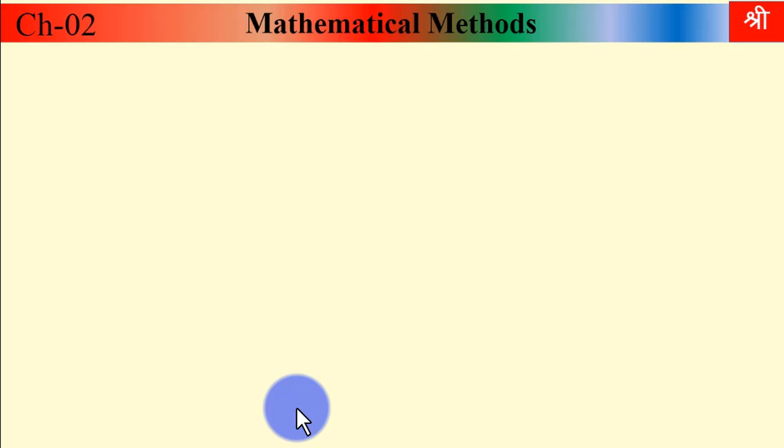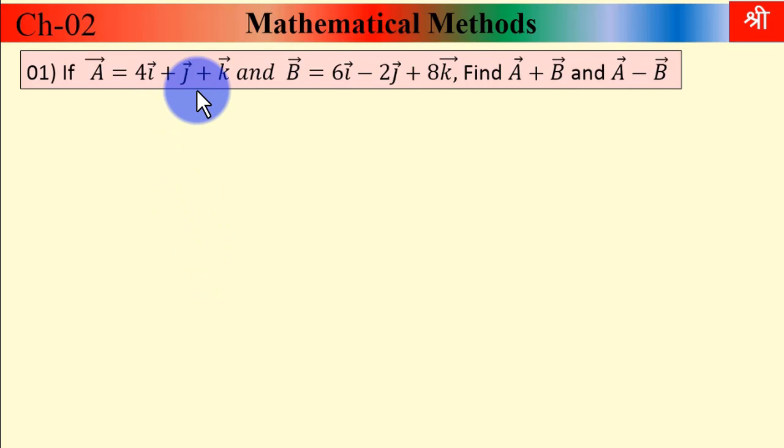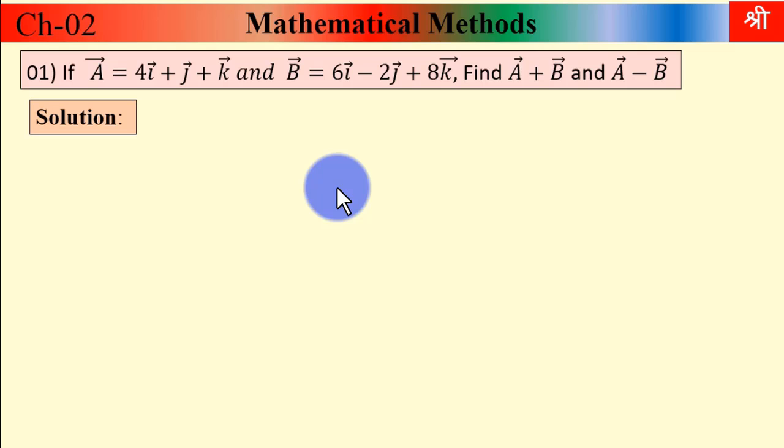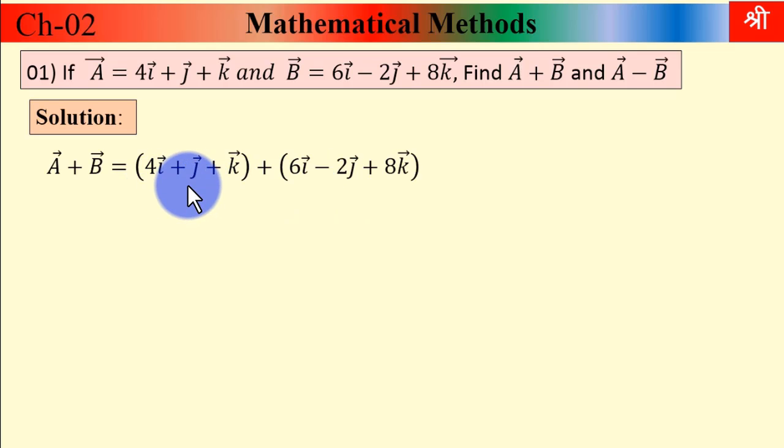First example is, if vector a equal to 4i plus j plus k and vector b equal to 6i minus 2j plus 8k, find vector a plus vector b and vector a minus vector b. This is very simple example. Vector a plus vector b, we have to just add the vectors. While adding these vectors, we have to add the corresponding components. Means we have to add x component with x component of another vector, y component of first vector with y component of second vector, and z component of first vector with z component of second vector.